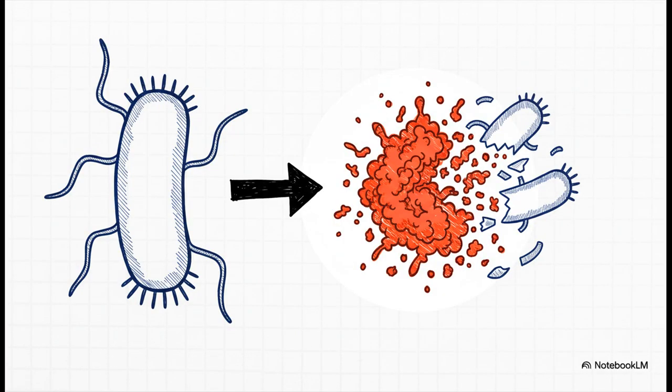And here is the plot twist. The living bacteria? Yeah, they're a problem. But the real systemic damage, the fever, the inflammation, the hemorrhaging, that comes from a poison they release only when they die. It's called an endotoxin.